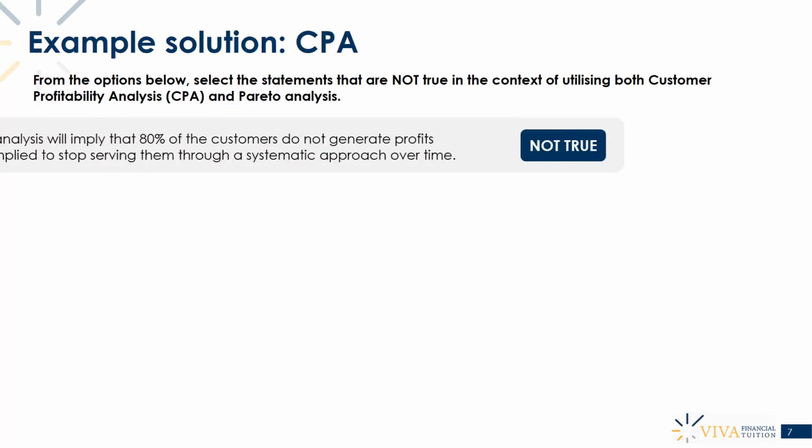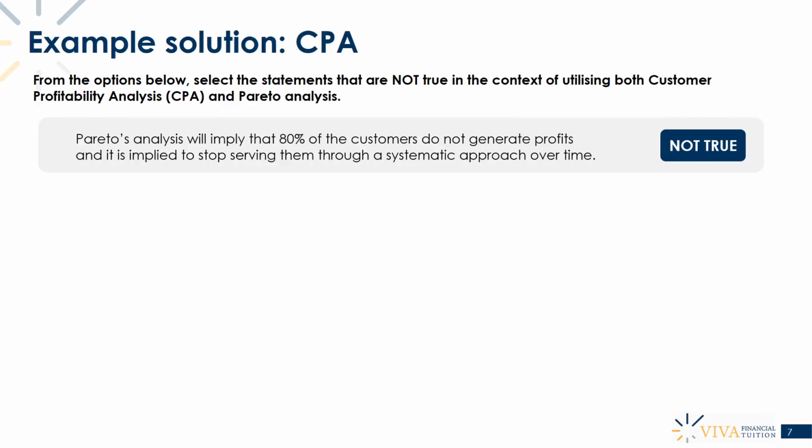So first of all, statement 1 is not true. Now there's an element to this which is true. When it says the analysis will imply that 80% of customers do not generate profits, fine, I suppose that is the definition of Pareto analysis when applied to this particular scenario. However, the implication isn't necessarily that we should stop serving these customers through a systematic approach over time. The idea is with the unprofitable customers, we use the information we get from customer profitability analysis to find ways in which we can serve them in a profitable way.